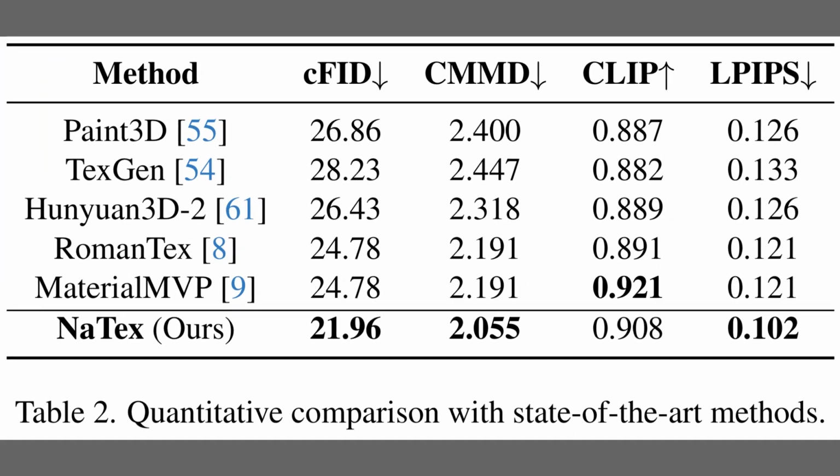So, after the qualitative side-by-side in Figure 7, Table 2 backs things up with numbers. Table 2 compares several texture generators across 4 metrics: CFID, CMMD, CLIP similarity, and LPIPS. NaTex achieves the lowest CFID and CMMD, and also the lowest LPIPS, which means the outputs look closest to ground truth. Material MVP edges out a slightly higher CLIP score, but NaTex still delivers the best overall metric profile.